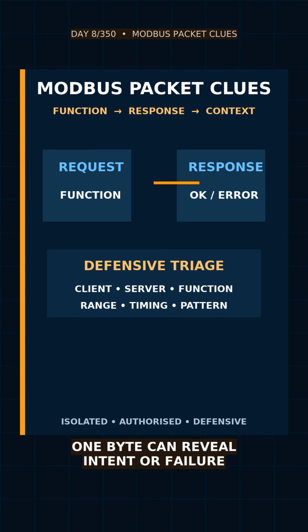One byte in a Modbus message can tell you what a device was asked to do, or why that request failed. First, the function code describes the operation. Analysts commonly see requests to read coils, discrete inputs, input registers, or holding registers. Other functions may write values.